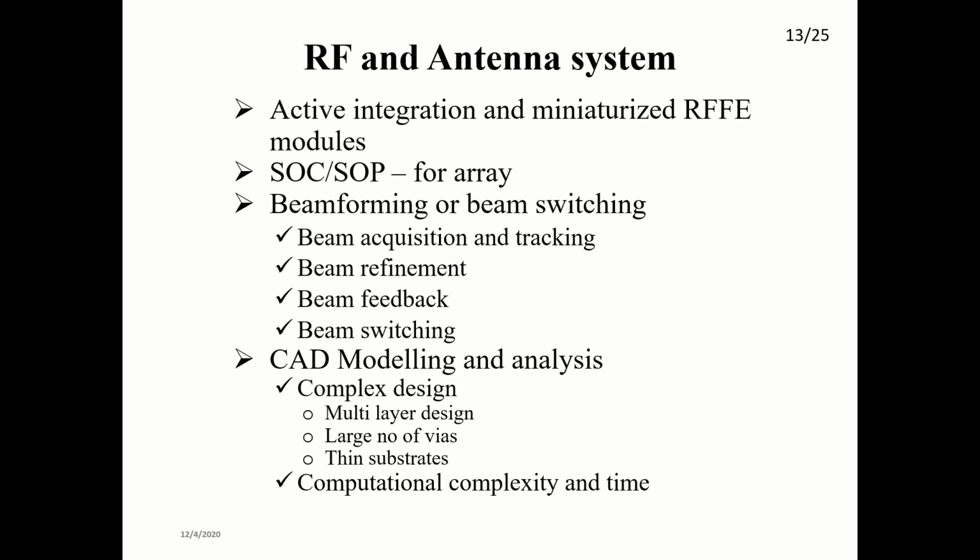Now, RF and antenna systems. The first point is active integration of miniaturized RFFE, or front end, modules. That is where we get a lot of challenges, because we have to bring in matching between all those components like amplifiers, mixers, low noise amplifiers, receiver chain, IF filters, local mixers, local oscillators. So multiple components will be there. You have to bring in matching, because the antenna works with a different impedance, and the output of the amplifier will be a different impedance, so it has to get matched with all those components.